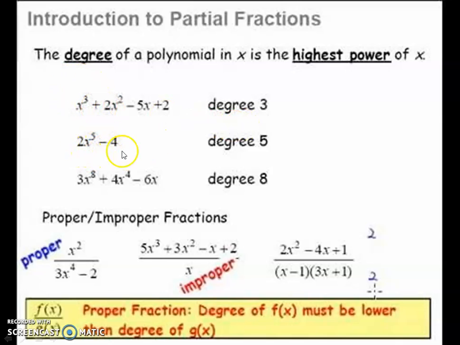2x raised to 5 minus 4. What is the highest degree here? Here there is no x variable, and here the x degree is 5. That's why the degree is 5.